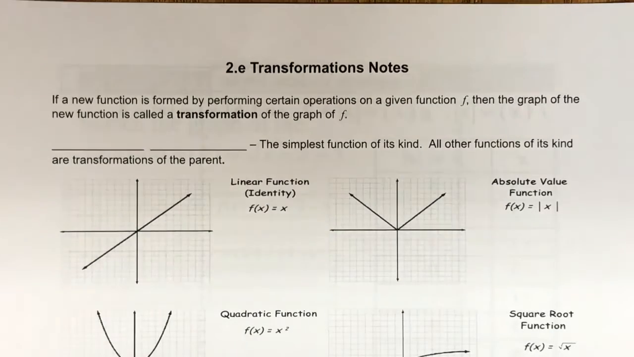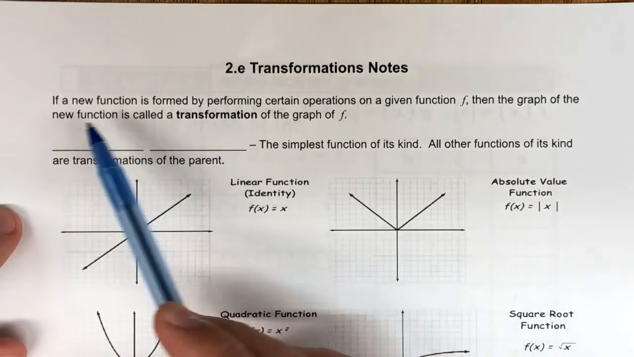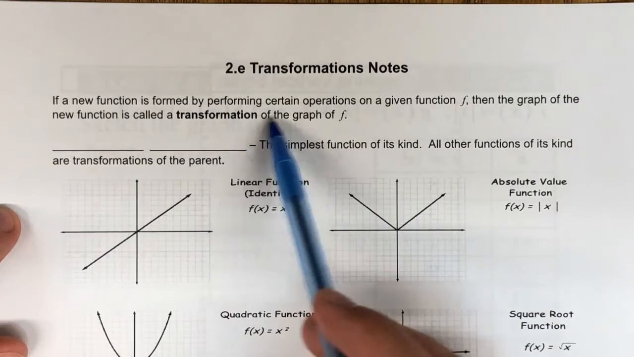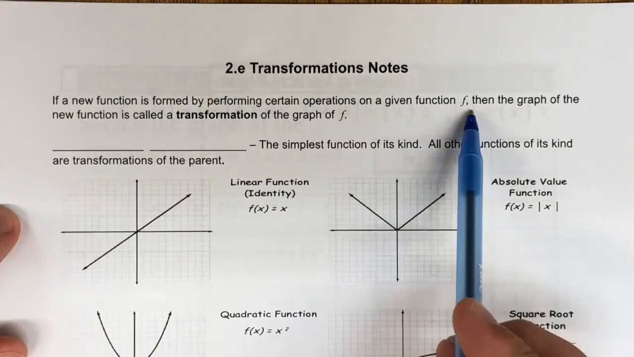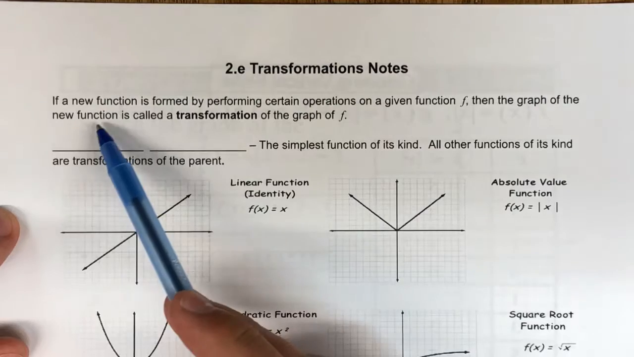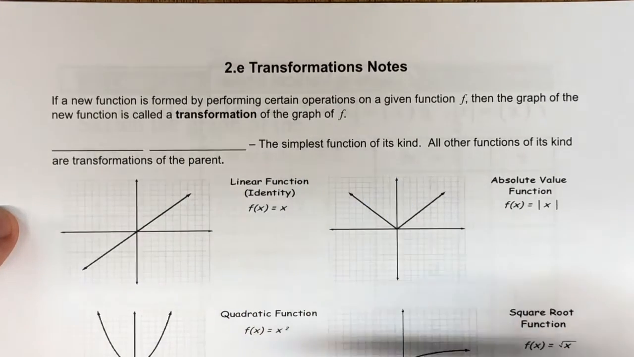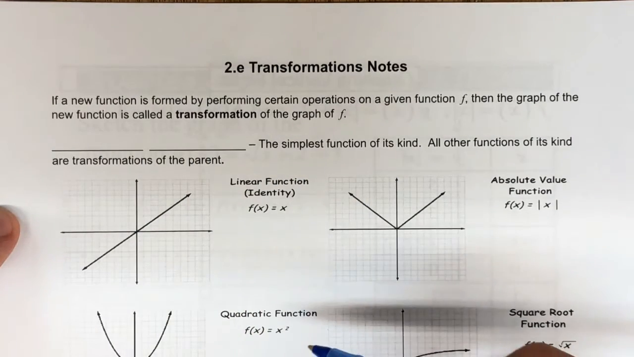All right, so we worked with function transformations quite a bit in Algebra 2, but they're coming back in pre-calc here. So let's just start by reading what we've got to begin. If a new function is formed by performing certain operations on a given function f, then the graph of the new function is called a transformation of the graph of f.